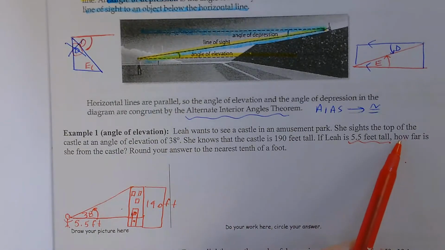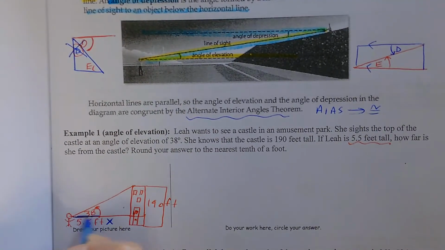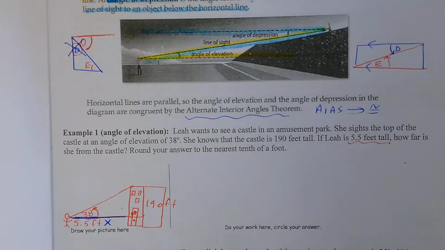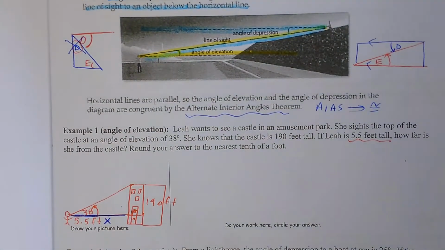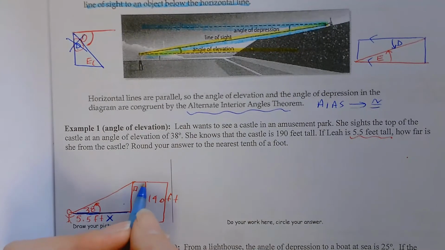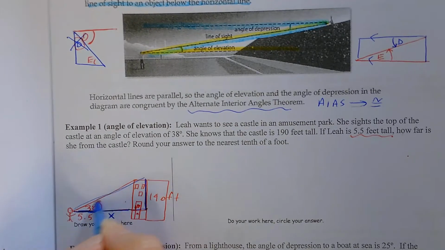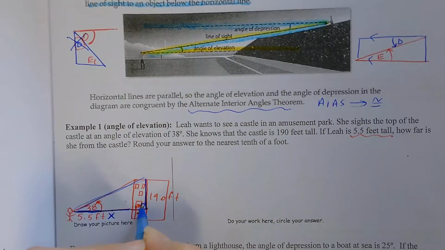So let's see what they're asking us to find. How far is she from the castle? Okay, so I'm going to put an X here on this bottom distance because that's the distance we're trying to find, the distance from her to the castle. All right, in order to find this X, we need to compare it with this side so that we create this right triangle here. This is considered a right angle.